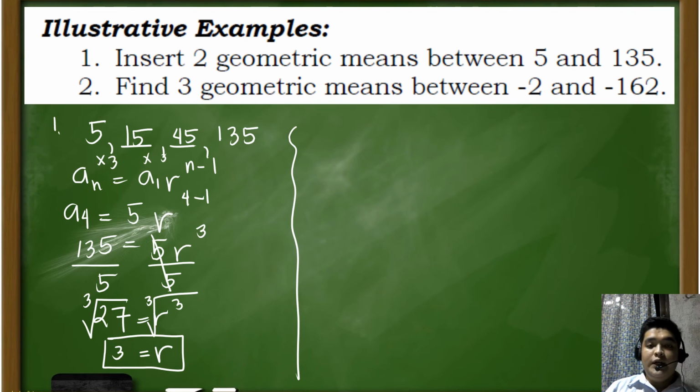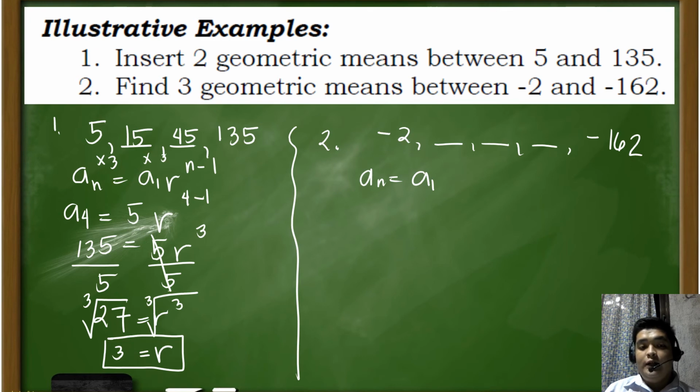For number 2, find three geometric means between negative 2 and negative 162. So negative 2, we need to insert 3: 1, 2, 3, then negative 162. Same formula, a sub n. In solving for geometric means, we just need to find the common ratio. How many terms? 1, 2, 3, 4, 5. So this is a sub 5, and a sub 1 is negative 2.